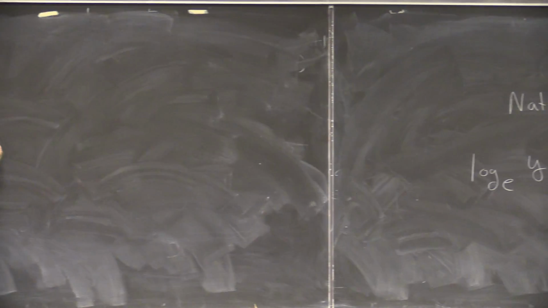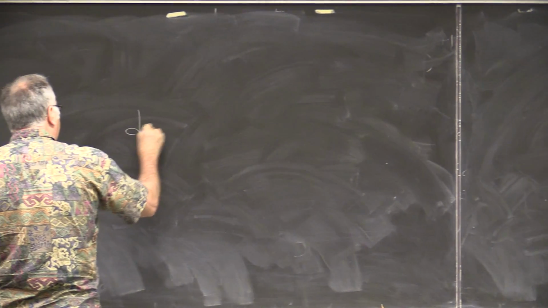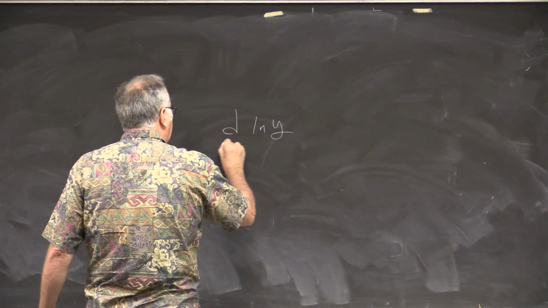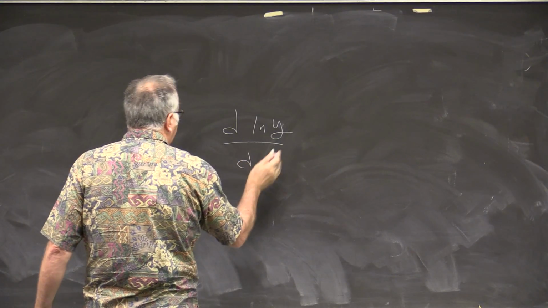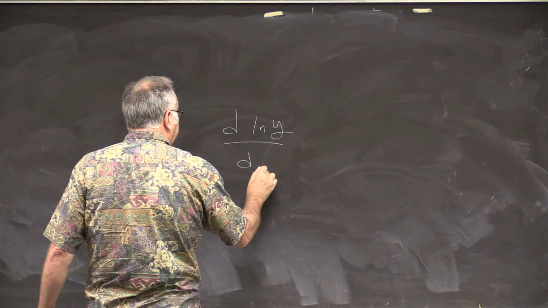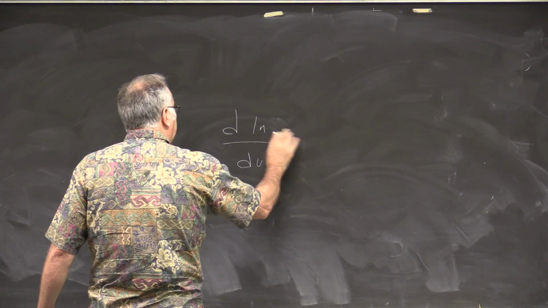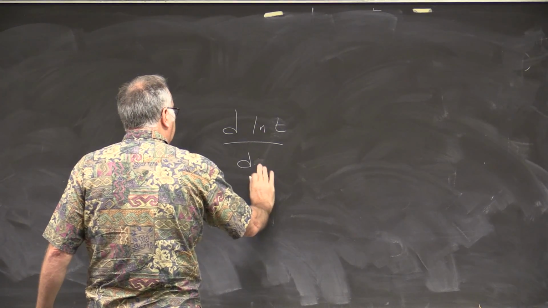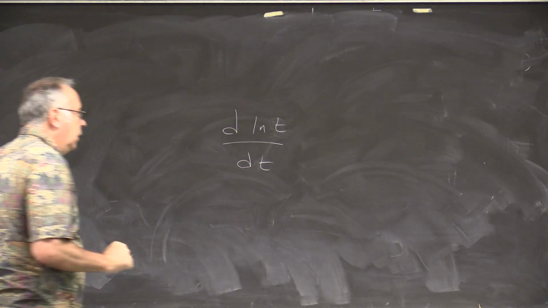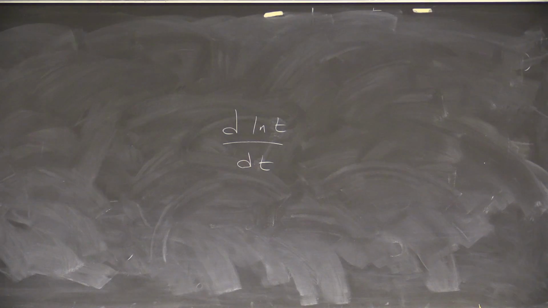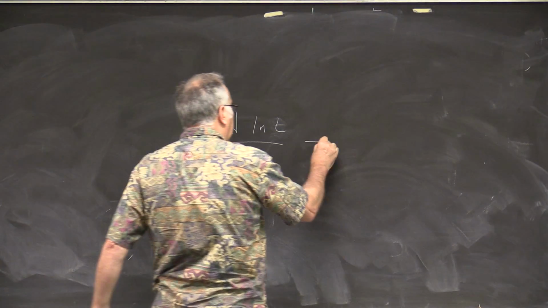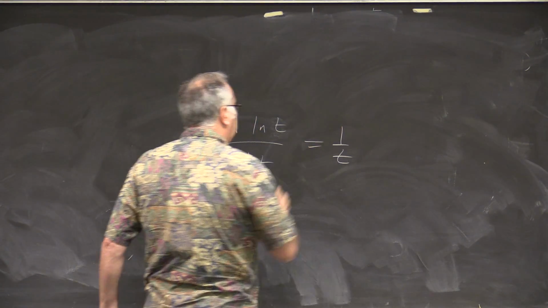But talking about derivatives, if you take the derivative of log t with respect to t, excuse me, let me change this notation. What is d log t with respect to t? Do any of you remember this rule? 1 over t. Just 1 over t. So it's very easy to calculate.